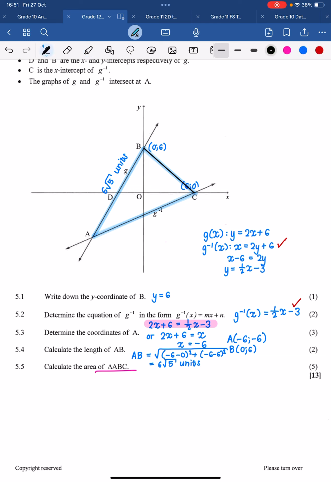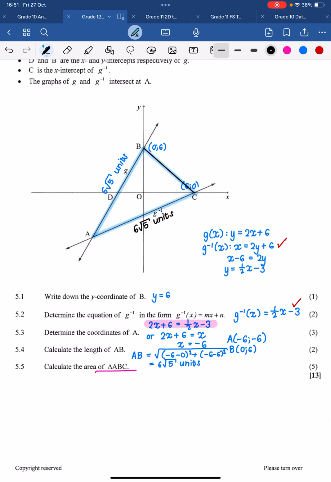This is a function, right? We have g, and then we have the inverse of g. So AB, we just calculated in the previous question, was 6 root 5. AC is also 6 root 5, because this is a function and its inverse. Because of symmetry, this length will be the same as that length. Remember that a function and its inverse are always symmetrical about the line y equals x.